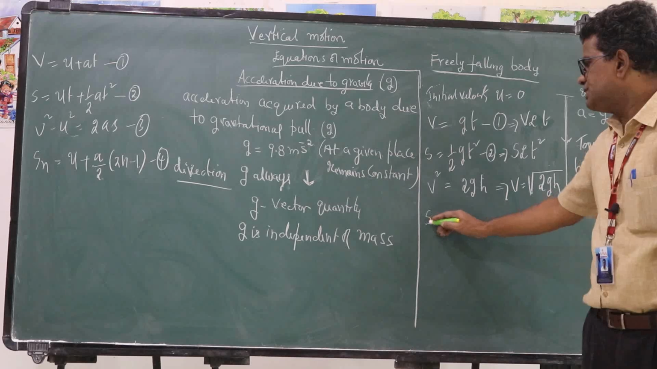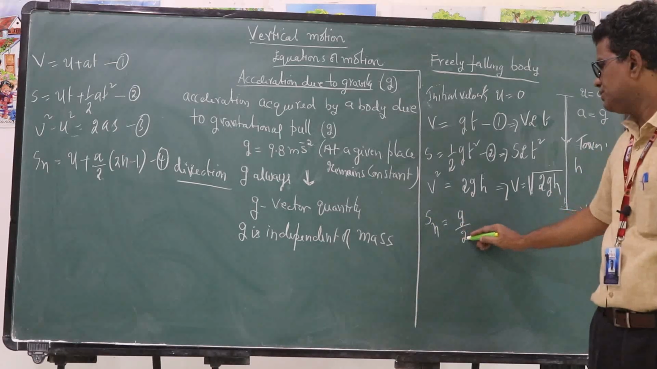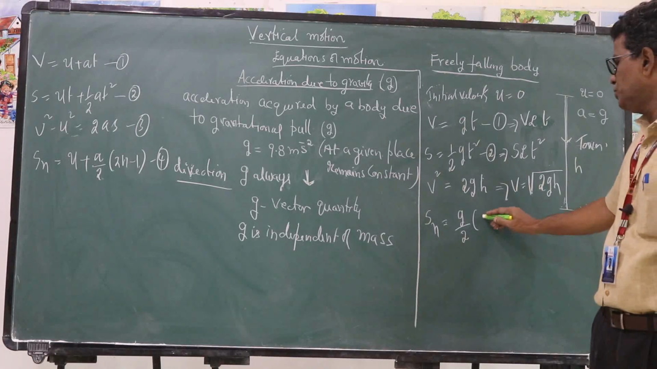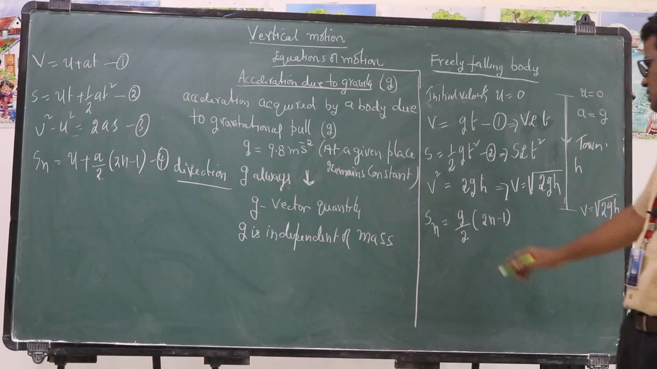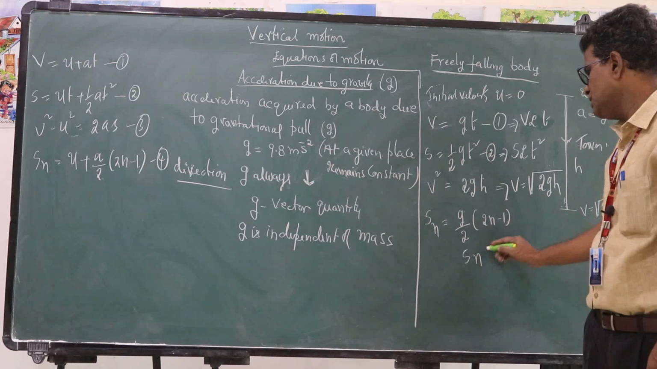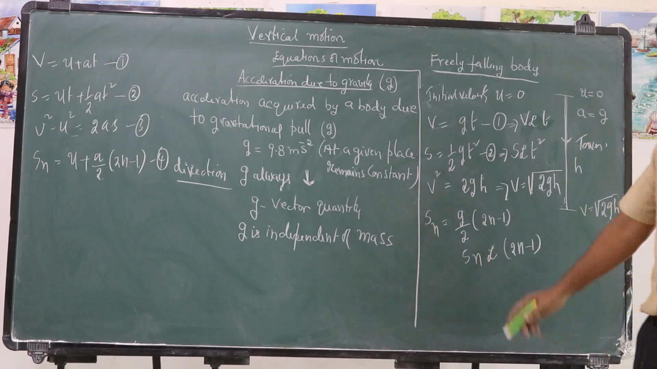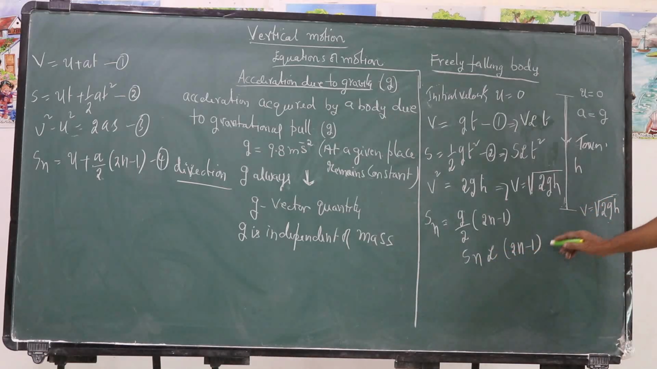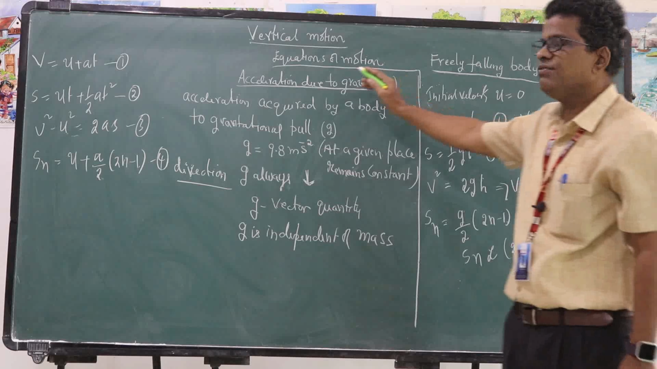And the distance traveled in the nth second is u + g by 2 into (2n minus 1). So g is constant, so the distance traveled in the nth second is proportional to 2n minus 1. Okay. So these are the equations of motion for a freely falling body.